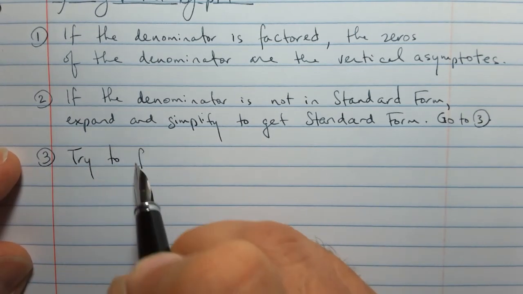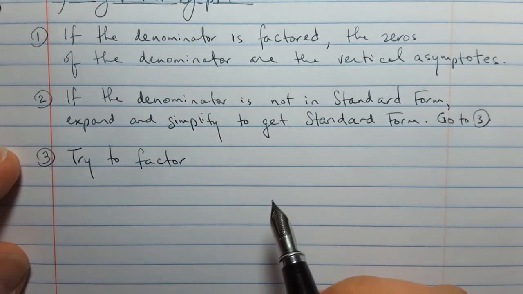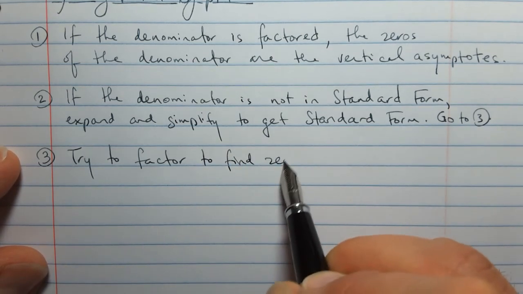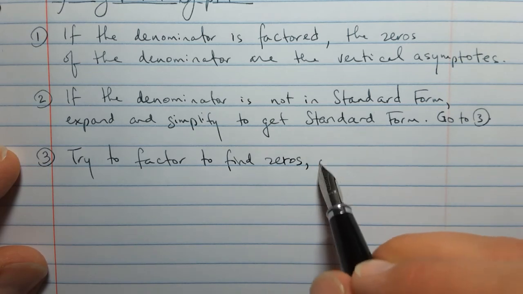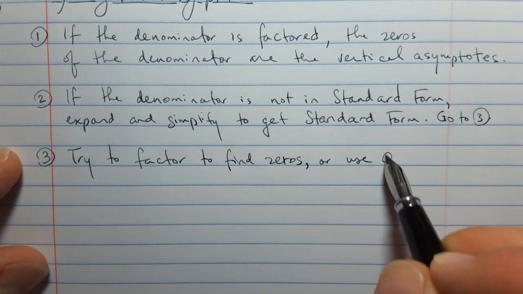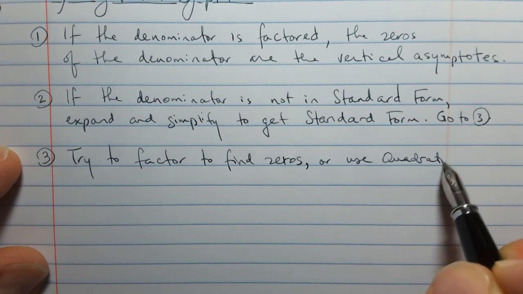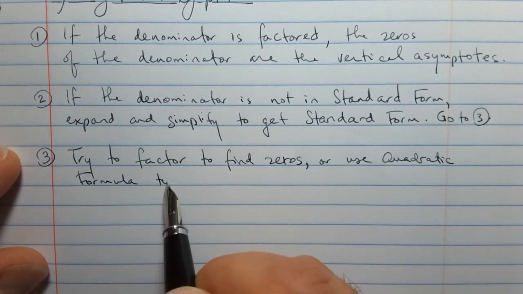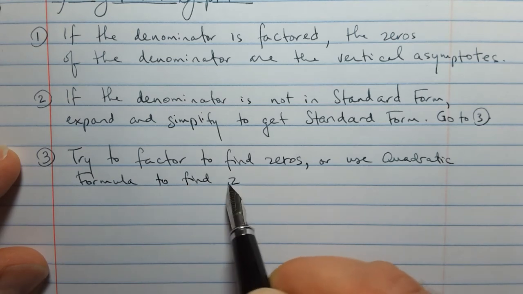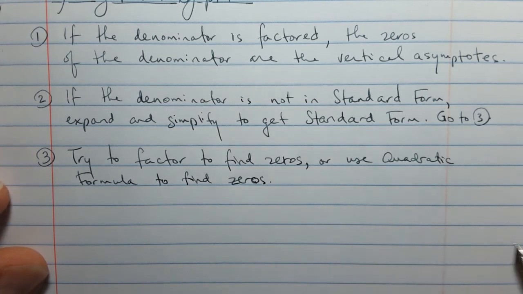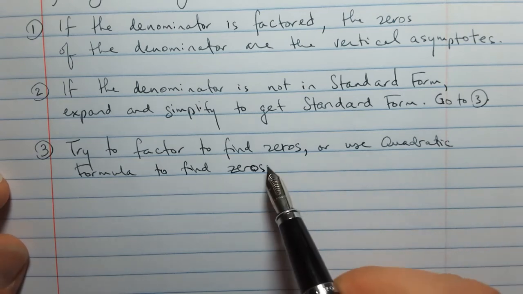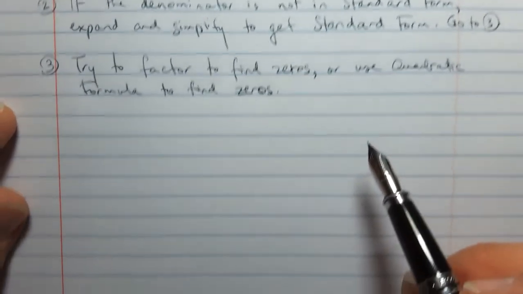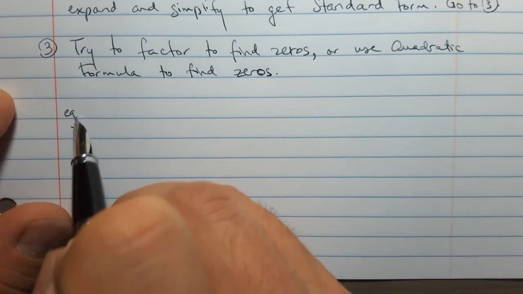We can try to factor to find the zeros of the denominator, or use the quadratic formula to find the zeros of the denominator. Those are your two choices, and sometimes there will be no zeros, and that'll be okay. So let's write down just a few examples of how we can do this.